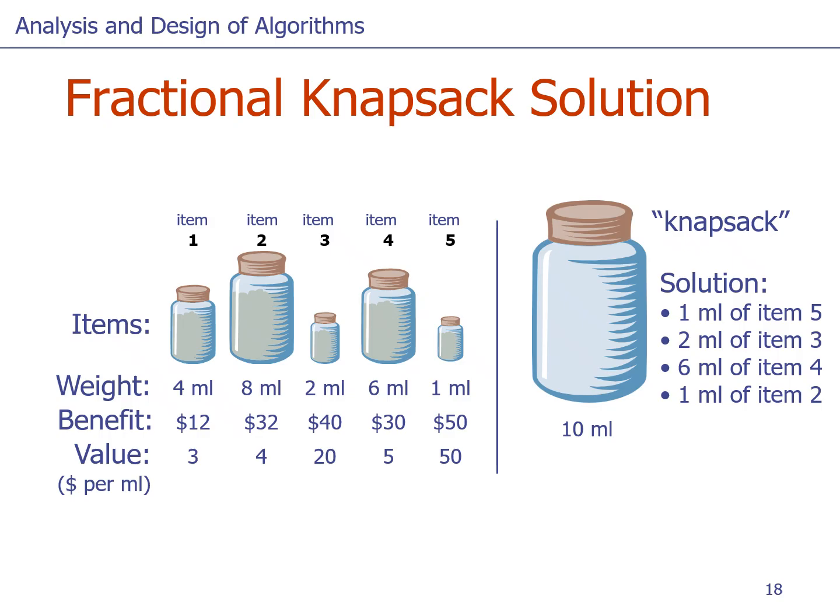And then the fourth item I will consider being my third most valuable liquid I have here. As you see, each milliliter of item number 4 is worth $5, so it's the third most precious liquid here. So I will include as many as I can. So I will include all of it, 6 milliliters of item 4, and finally I have 1 left, so I will include 1 milliliter from item 2.